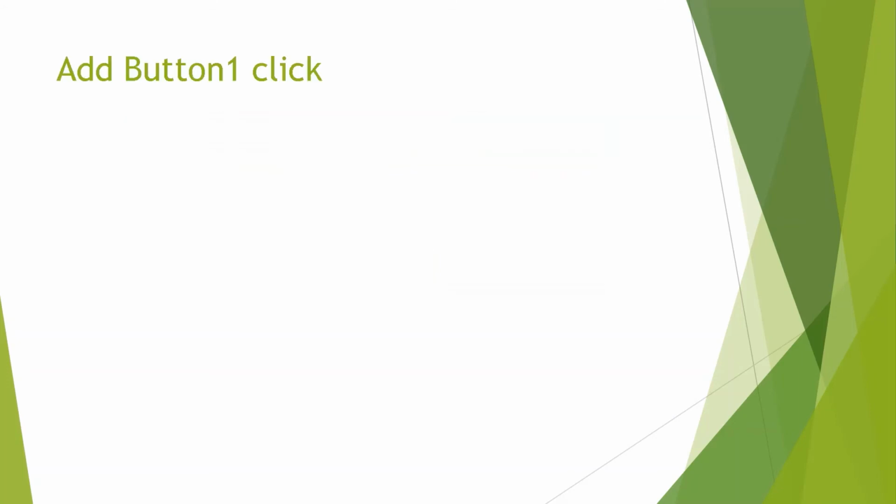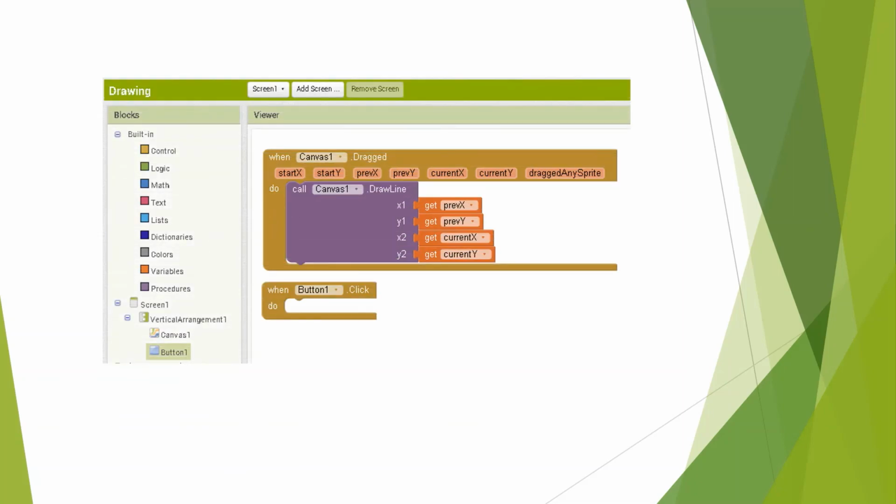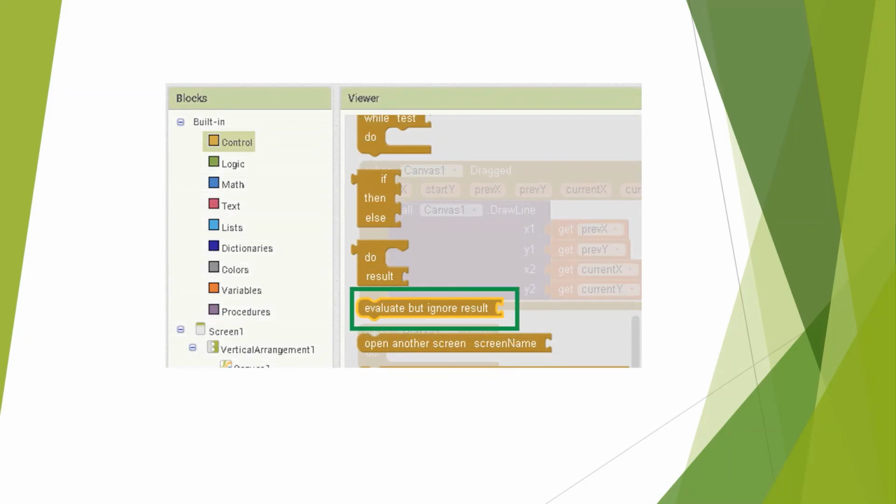From Blocks left side, select Button 1. Then select Button 1.Click event. Then drag it in blocks white area. Now, we will select Control from blocks left side. Then select Evaluate but ignore result. Drag it under Button 1.Click event.